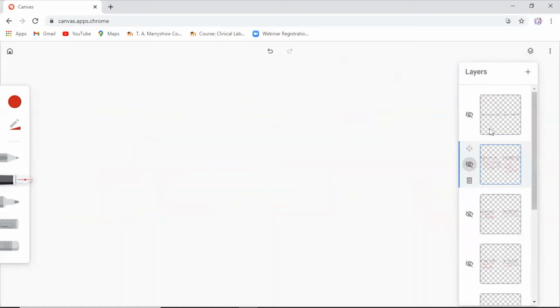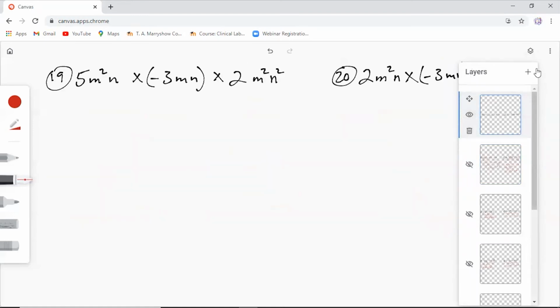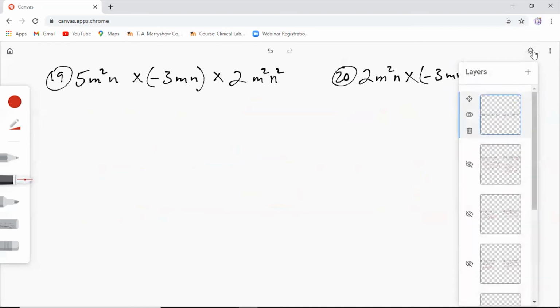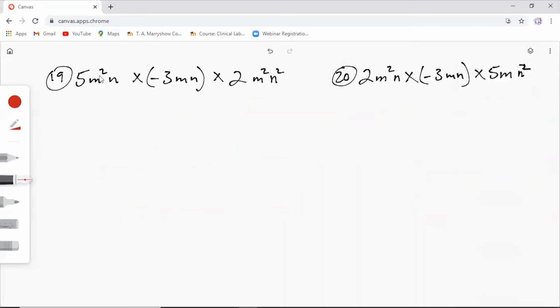Number 19. So we're at the last two questions. So we have 5m squared n times negative 3mn times 2m squared n squared.